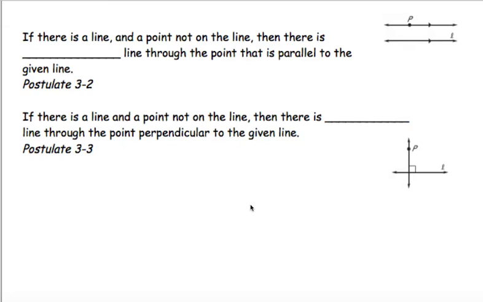Here we have a couple of postulates, pretty obvious postulates here. If there is a line and a point not on the line, then there is exactly one line through the point that is parallel to the given line. And if there is a line and a point not on the line, then there is exactly one line through the point perpendicular to the given line.